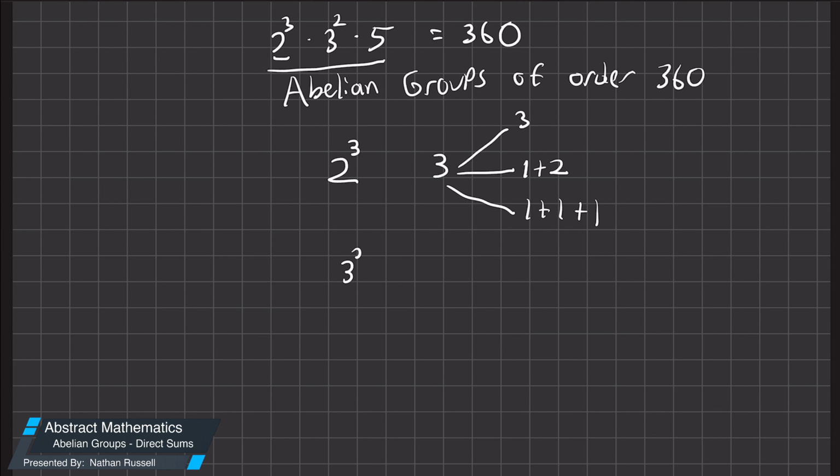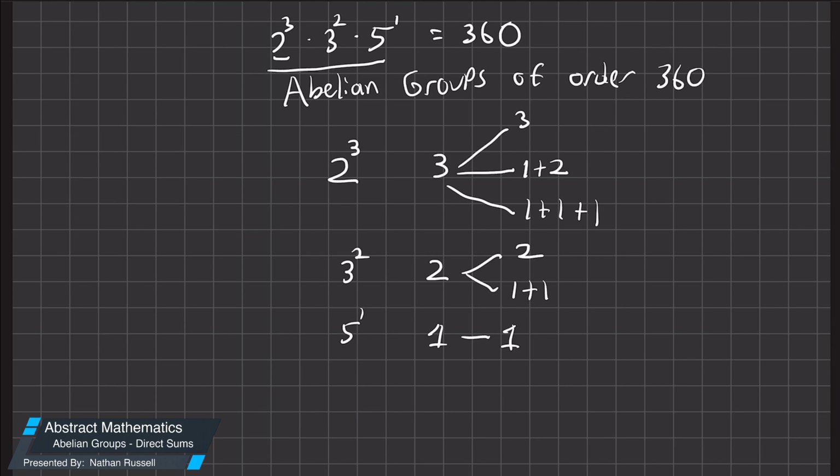Then we have 3 squared. So we take that exponent 2 and figure out all the integer partitions of the 2. We have 2, and then we have 1 plus 1. And then we have 5, which is implied to be what? 5 to the first? That one's kind of easy. So 5 to the first, the number 1 only has one integer partition, and that's just 1. Okay, so what we're going to say is we have 3 abelian groups of order 8. We have 2 abelian groups of order 9, and we have 1 abelian group of order 5.